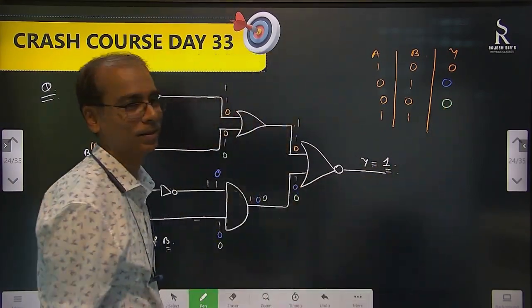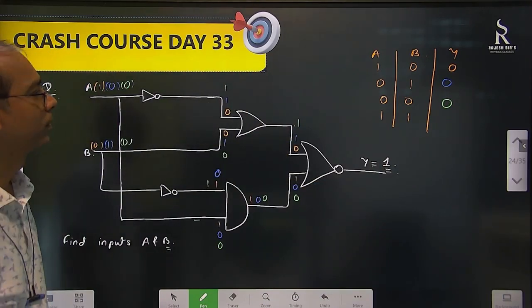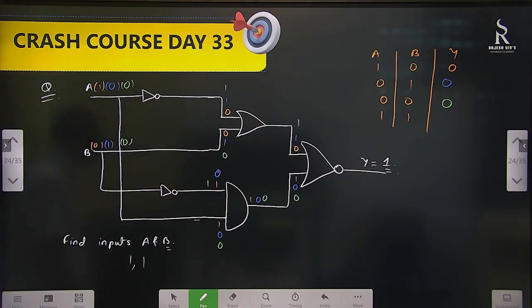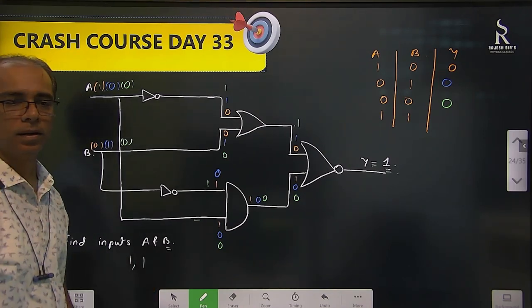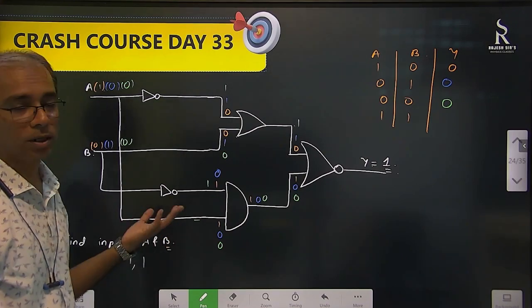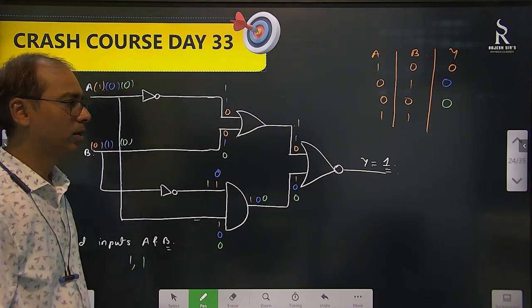Now, which will be the answer? We know that. 1, 1. Okay, so our answers are 1, comma, 1. Right, students? So these kinds of questions will be there in logic gates and semiconductors. So this is it. Semiconductors and logic gates are over.